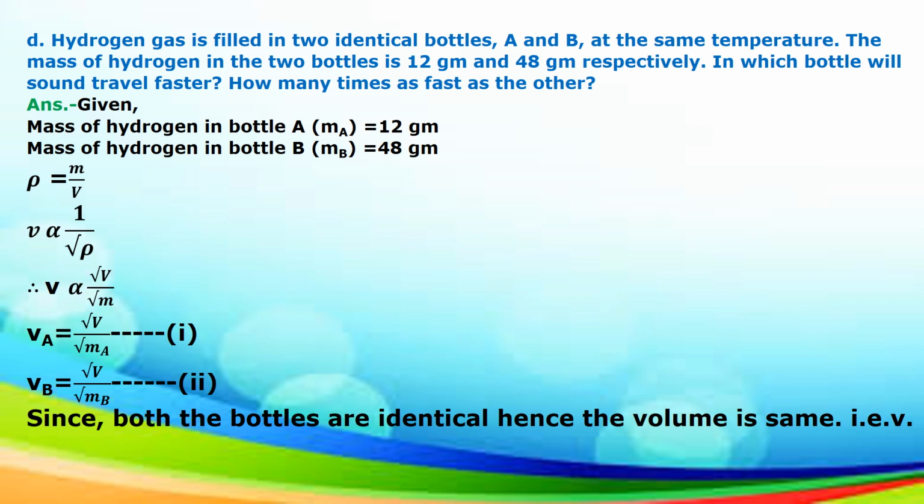So therefore V is directly proportional to square root of V upon square root of M. So therefore VA is equal to square root of V upon square root of M into A. So therefore VB is equal to square root of V upon square root of M into B. But since both the bottles are identical, hence the volume is same, that is V only. So V is common here.